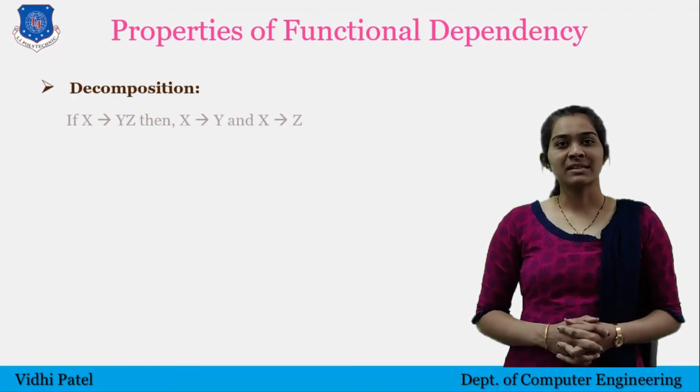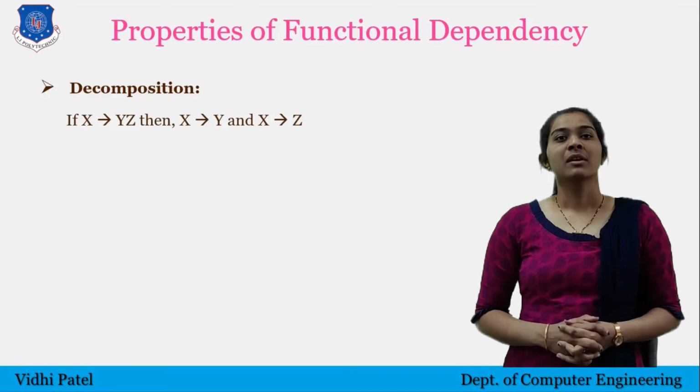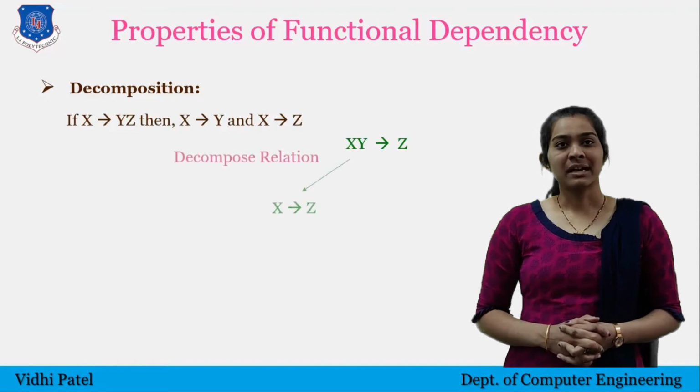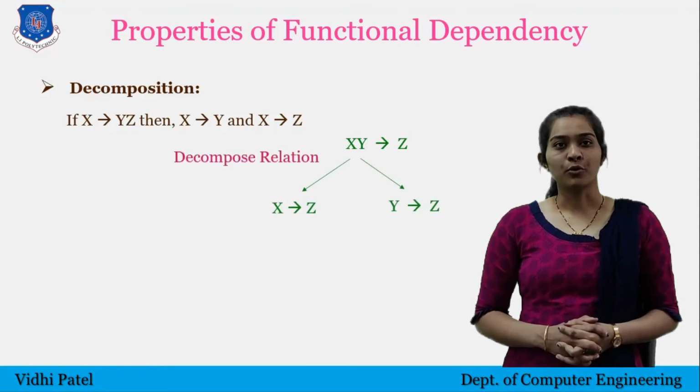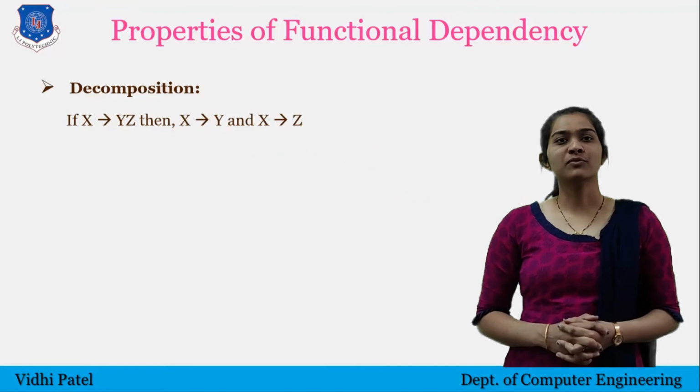Next property is decomposition. If x determines yz, then x determines y and x determines z. But be careful while decomposing the dependency because we cannot decompose the dependency from the left hand side attributes. Suppose we have x, y determines z. Can we write x determines z and y determines z? No, because we get z from x and y together. Here we have broken them, so we cannot get z from individual x or y attribute. It is invalid case.